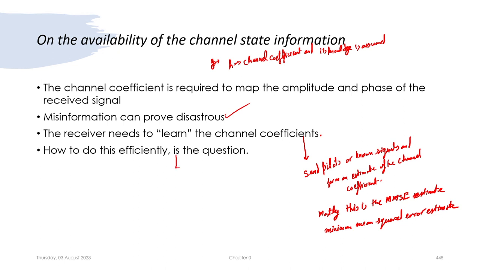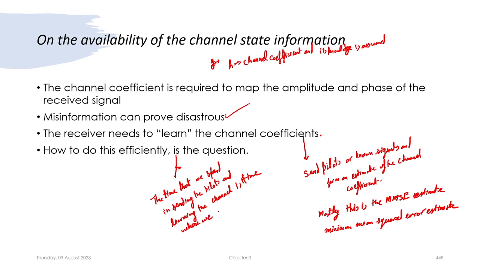So the point to note is that the time that we spend in sending pilots and learning the channel is time where we do not transmit data. So we do not transmit data, and hence that time the channel uses are actually being used not for data transmission, but for something else. So that time is essentially wasted. So we want to do this channel estimation as quickly as possible.